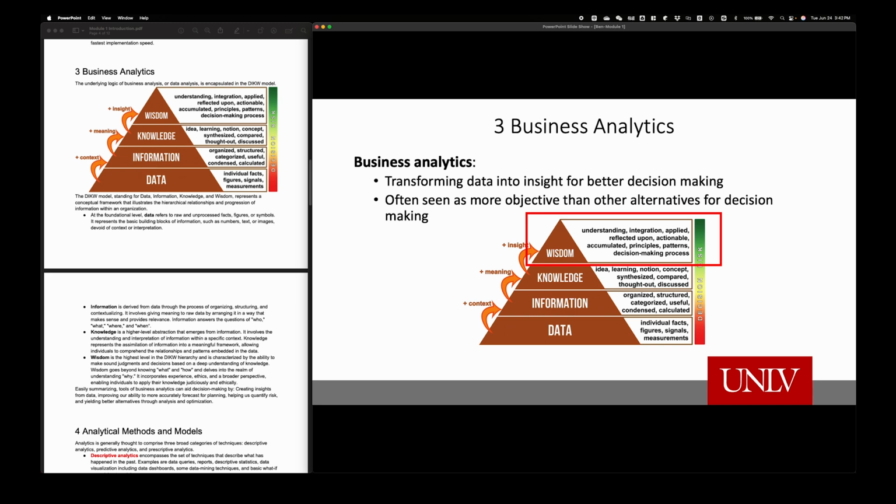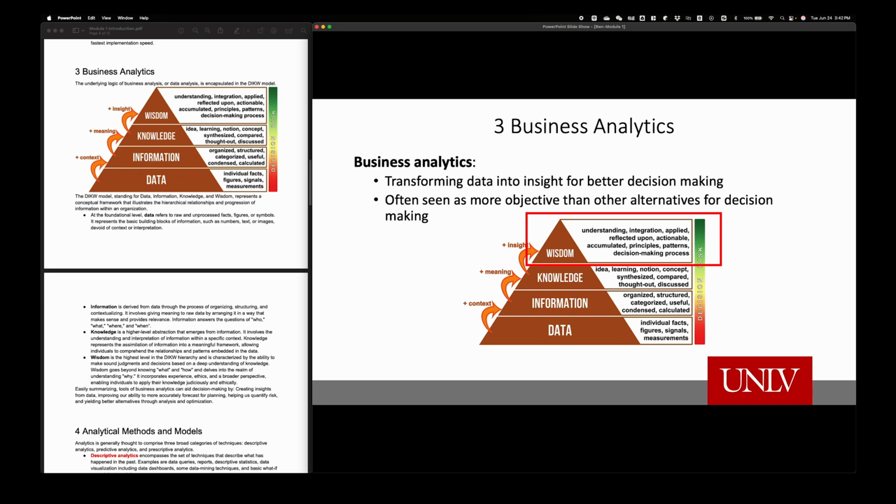At the top of this pyramid is wisdom. So the wisdom is the ability to make sound judgment and decisions based on a deep understanding of knowledge. It involves experience, ethics, and a broad perspective.